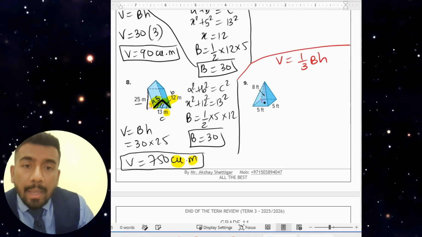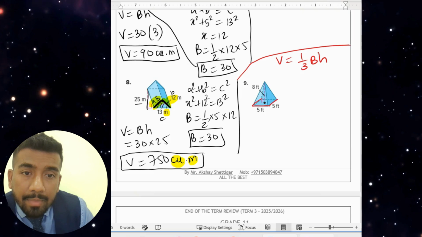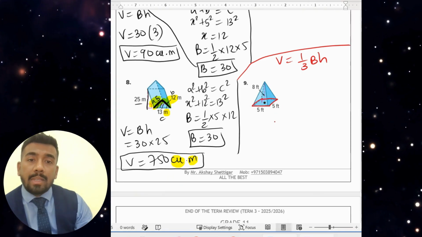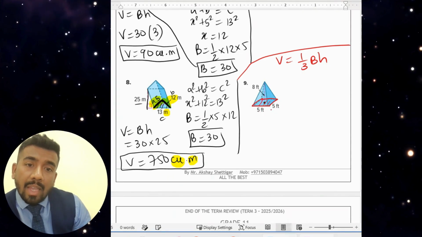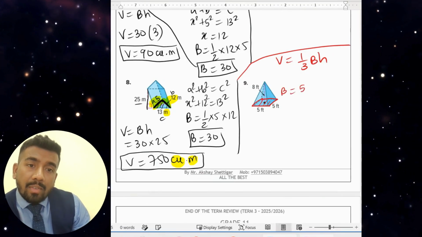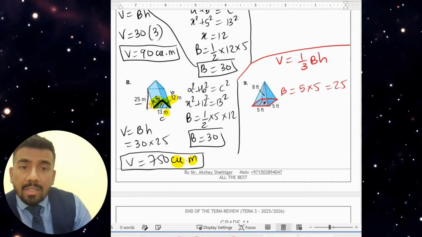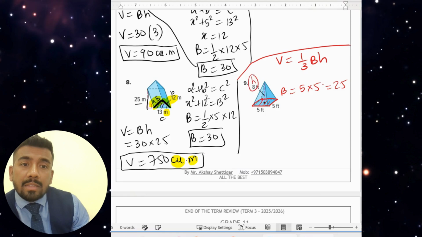Now what's the b? B is this base area. It looks like a square, so what's the square base area? Just length times width. So what is it? 5 times 5. That's how much? 25. And what's the height given? This. What is it? 8. That's it. Put it back.